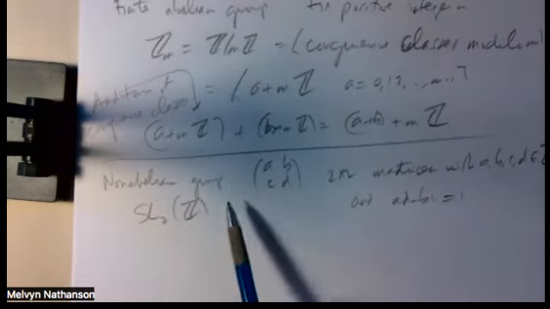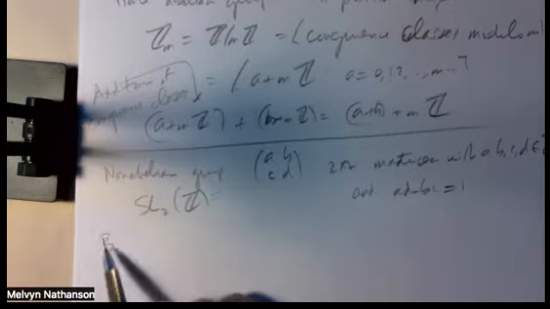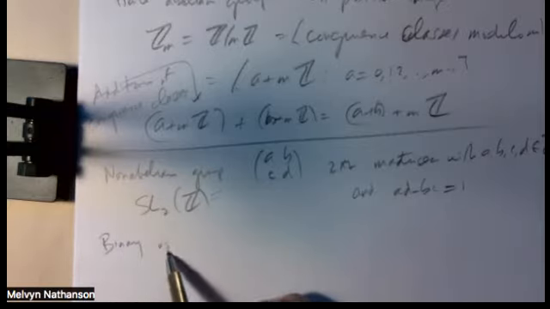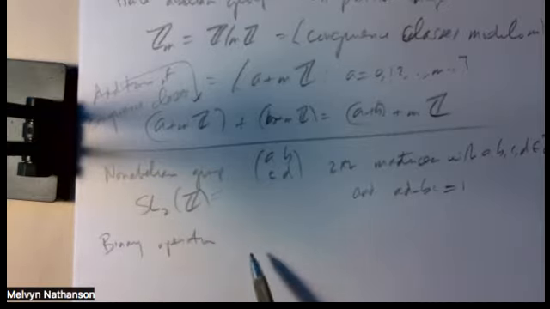So for various reasons, this group is called SL subscript 2Z. So the 2 means the 2 by 2 matrices, Z means the coordinates A, B, C, D are integers. SL stands for special linear. That's just another way people sometimes say that AD minus BC equals 1. And the binary operation is matrix multiplication.